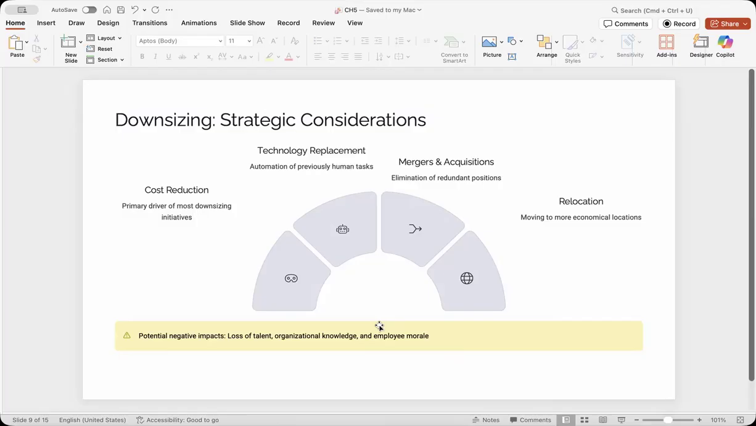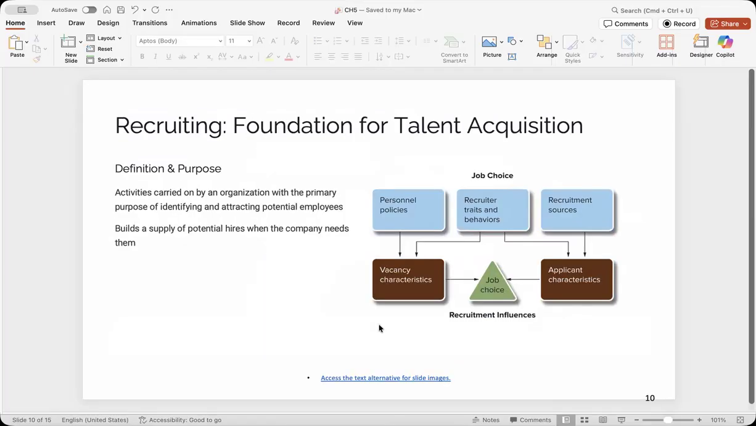The other thing we can look at when we're downsizing for strategic considerations is relocation. Companies move all the time, and we can either offer relocation or we can hire new people when we get to our new space. Okay, that was the planning process.